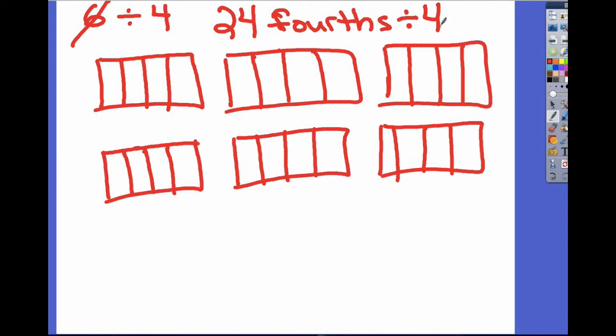Well, we've already divided the 6 up into 4 parts. That's how we got 24 fourths. So you were right when you said 24 fourths divided by 4. And 24 divided by 4 is 6. But remember, we don't just have 24 divided by 4. We also have the fourths. So we end up with 6 over 4. That's one way to solve it. But you have to remember to do the pictures too, at least for now.